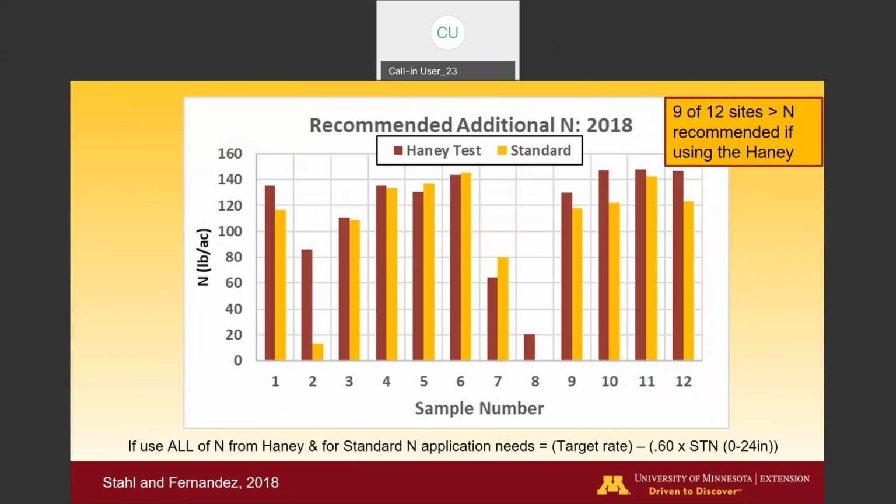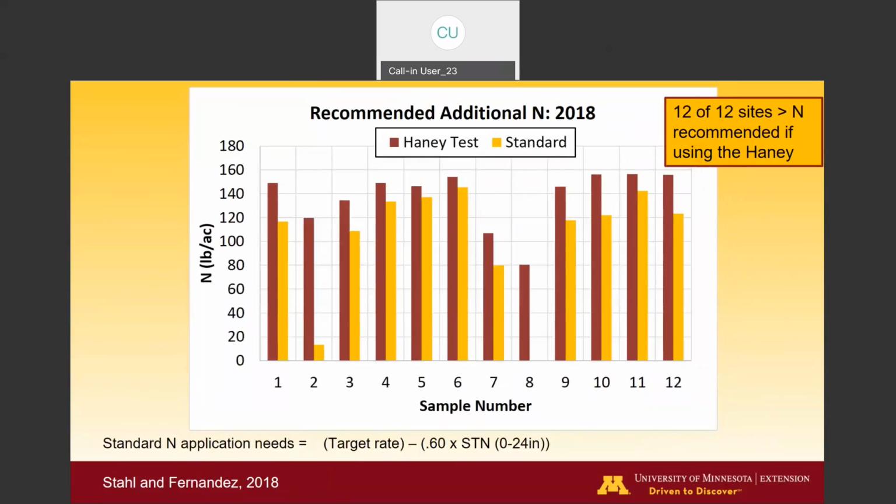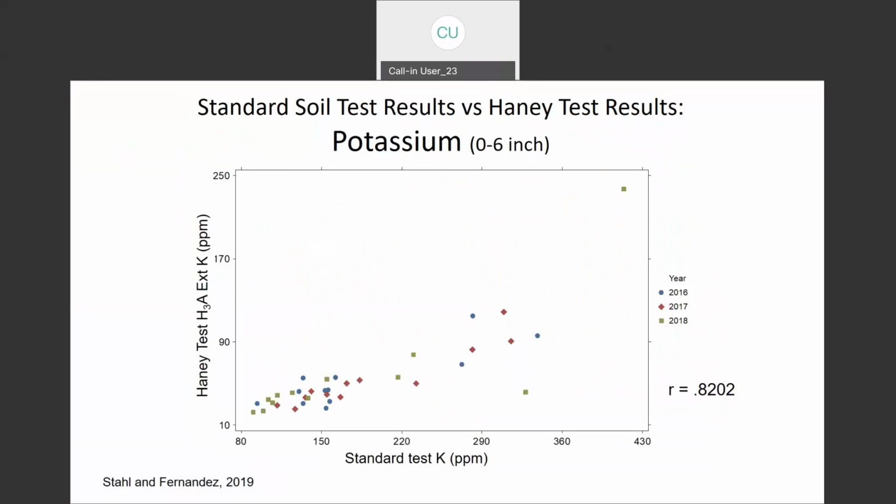It wasn't as dramatic, but still, again, it comes out to be more nitrogen with using the Haney test results. And some people might think that, well, maybe you should take a deeper soil sample than with using the Haney. But again, remember that's by definition only down to 6 inches. Whoops. And if we go ahead here, let's look at potassium, our results there.